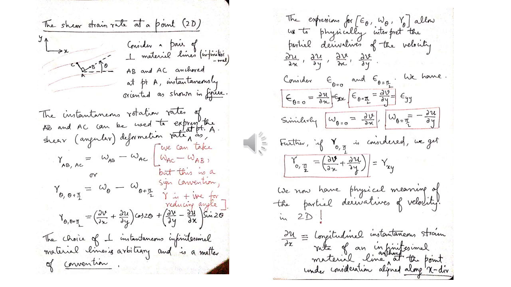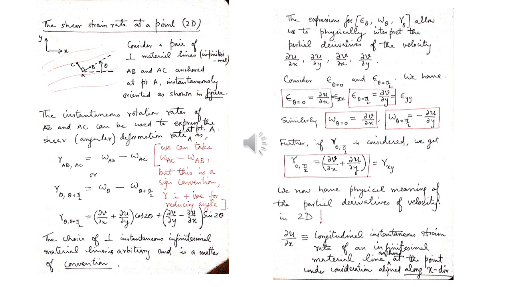Now, just to help you out, how do you write the physical meanings? We can just look at del u del x. You can say that del u del x is a longitudinal instantaneous strain rate of an infinitesimal material line anchored at the point under consideration, aligned along x direction.